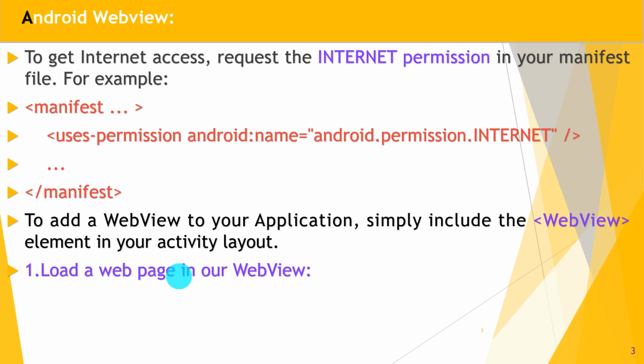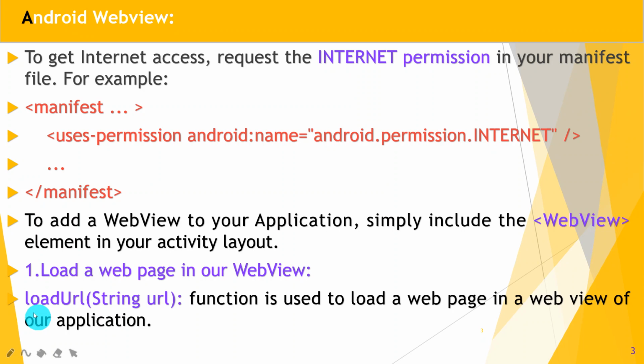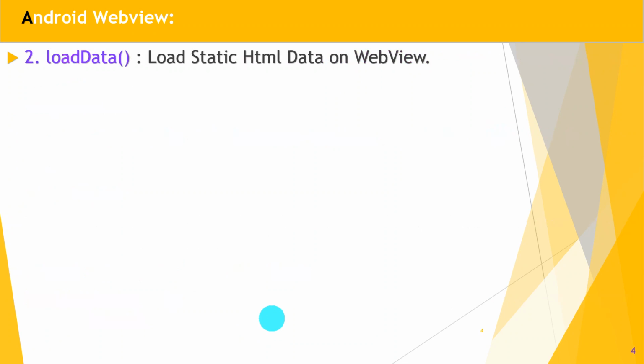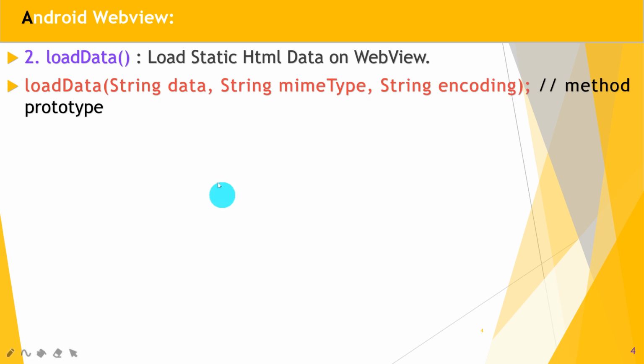So there are three different ways to show web content in the WebView control. First is to load a web page in our WebView: loadUrl, and pass the string of the URL. This function is used to load a web page in the WebView of our application. Great. So the second one is the loadData method, which loads static HTML data in the WebView. So what is the method and how many arguments do we have to pass? That means what is the prototype of that particular loadData method.